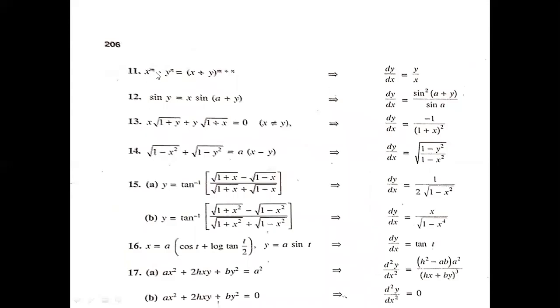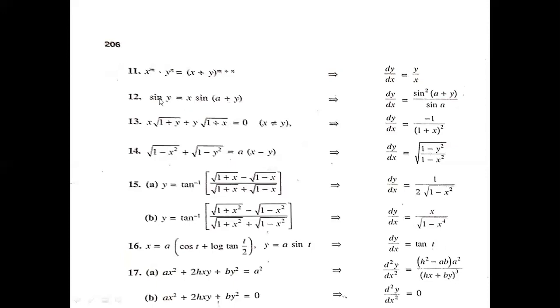If x to the power m into y to the power n is equal to (x plus y) whole to the power m plus n, then dy by dx is also y by x. Just remember all these results, because the simplification of these functions will be too lengthy. So try to remember all these results.